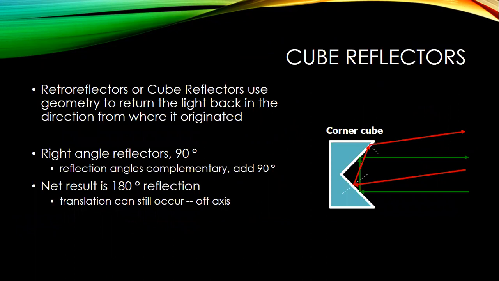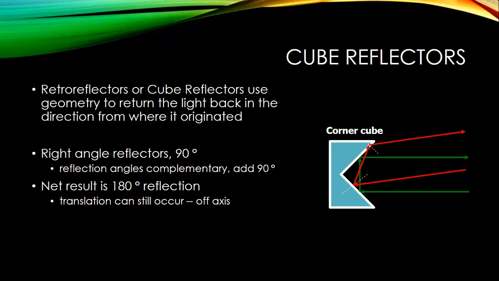Here's another application of reflecting, an everyday application that we use all the time. It's known as a corner cube or cube reflector. If we create reflective surfaces at 90 degrees, just like the first case that we had before, we can send the second reflected ray the opposite direction, 180 degrees from the way that it came in.